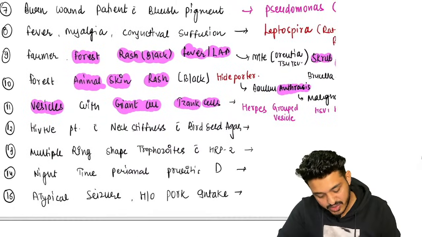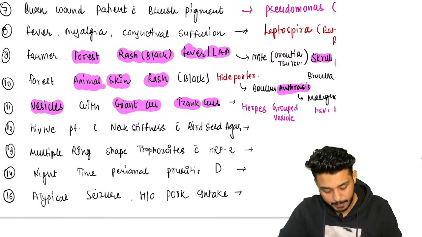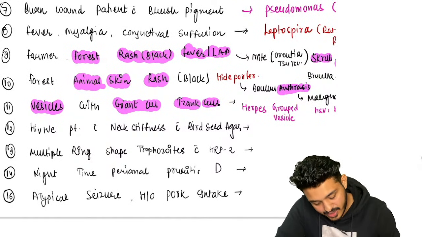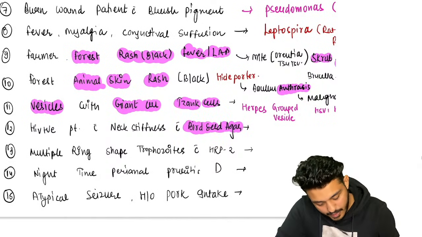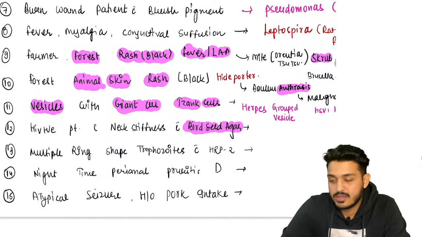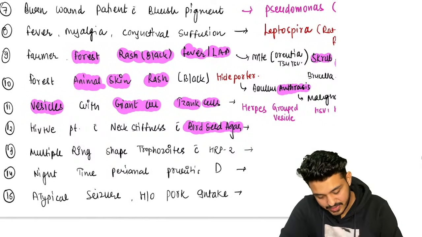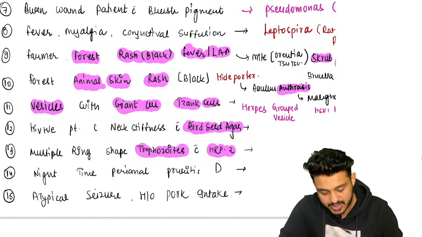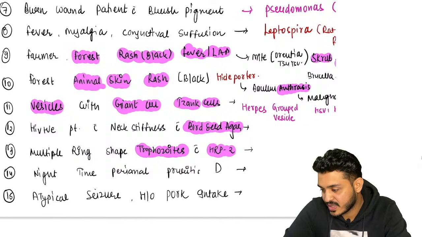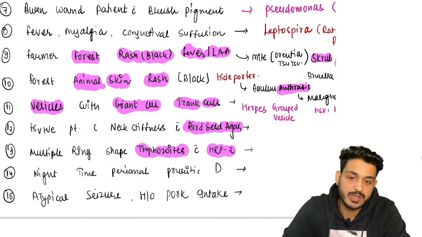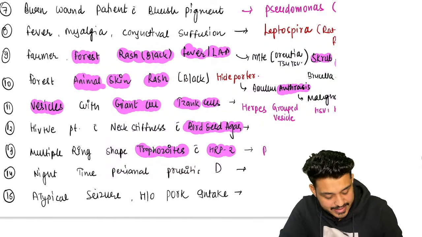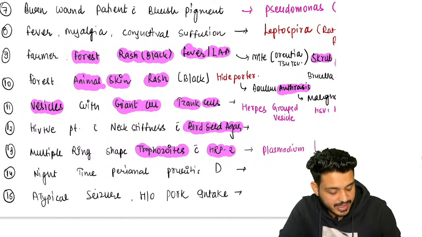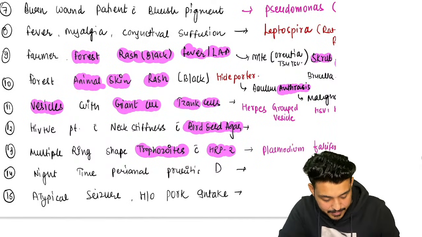HIV positive patient with neck stiffness and bird seed agar. This is going to be your answer. Next: multiple ring-shaped trophozoites with HRP2 antigen positivity. What are you thinking? HRP2 antigen positivity. This is going to be what? Plasmodium is the causative agent, and the answer will be Plasmodium falciparum.